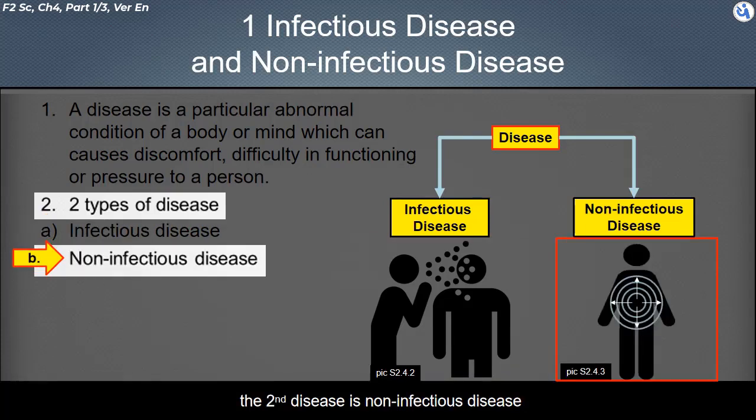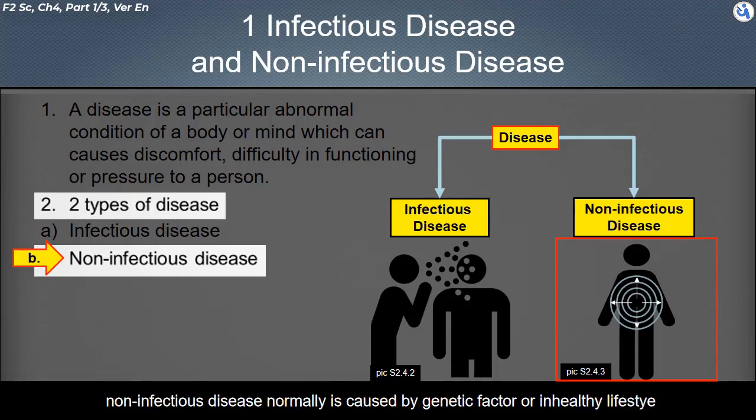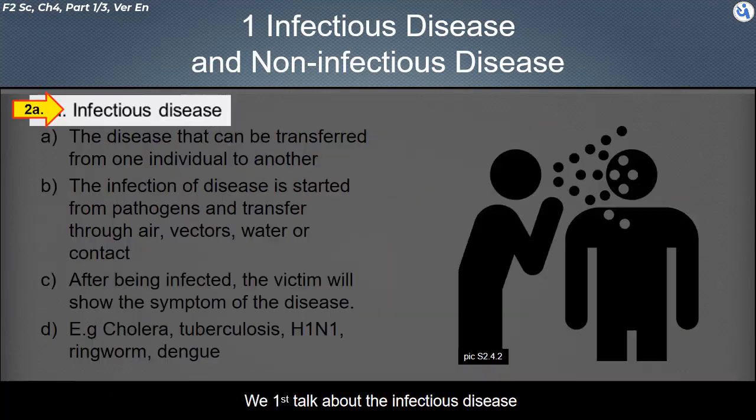The second is non-infectious disease. Non-infectious disease is the disease that cannot be transferred from one individual to another. Non-infectious disease is normally caused by genetic factors or an unhealthy lifestyle. These two types of disease will be detailed in the following section of the lesson. We first talk about infectious disease.